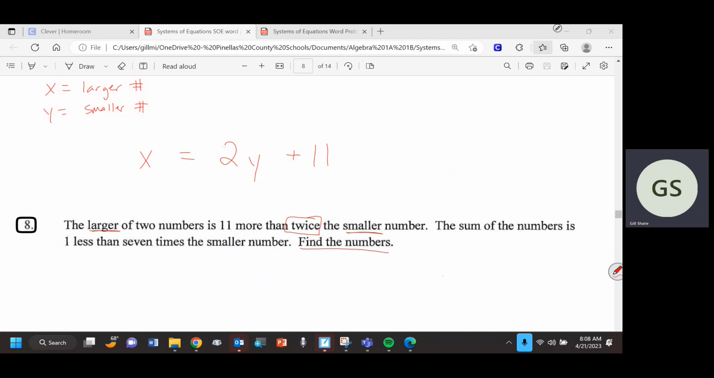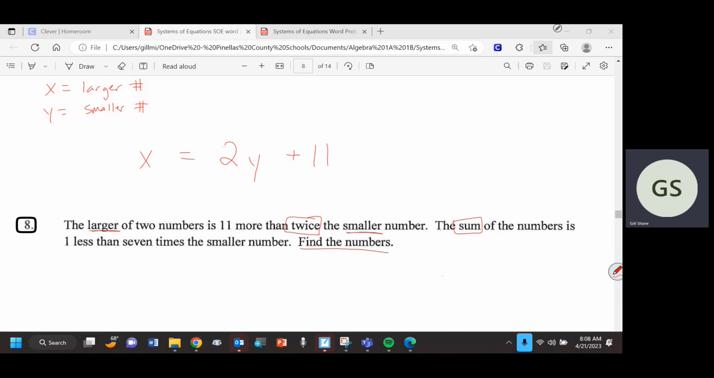Now we have to do the sum again. Oh, this didn't say sum. So there was no obvious thing, but sum tells you addition again. So now we're going to use those two numbers, but we're going to have to do some other stuff to the variable. It's not just X plus Y this time.